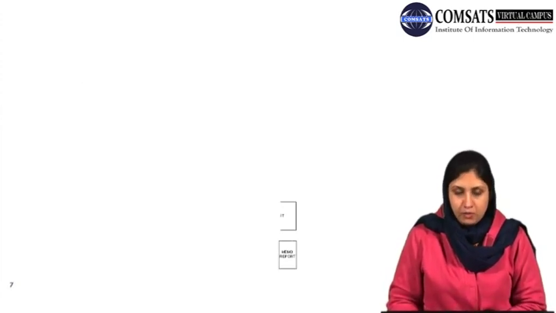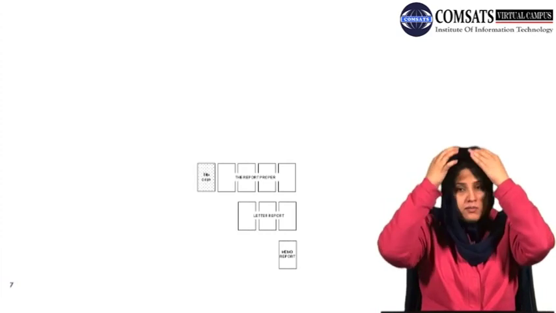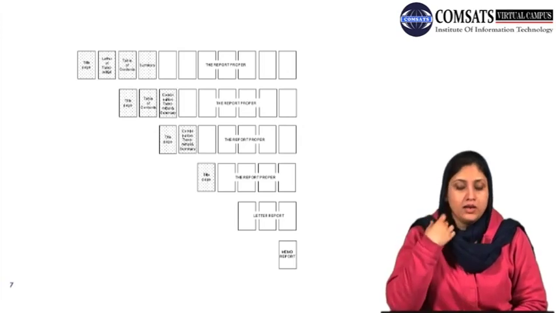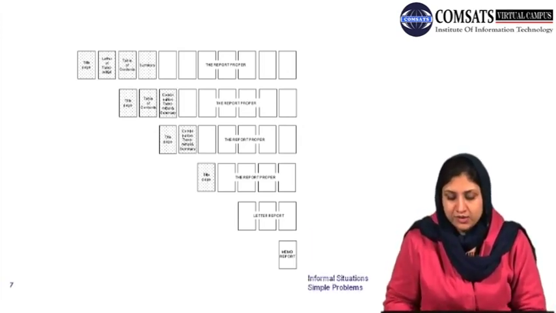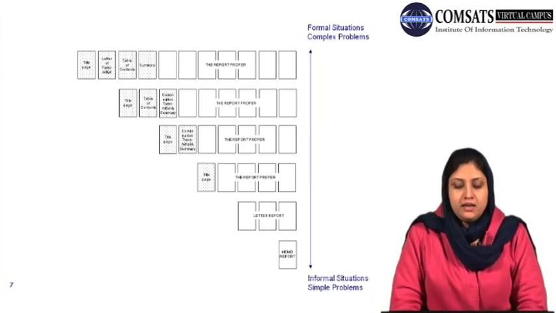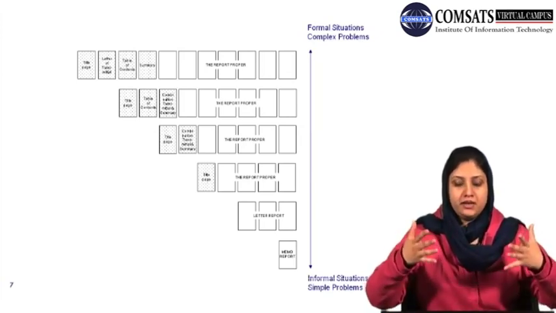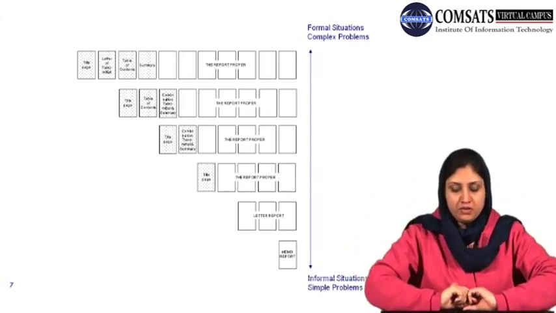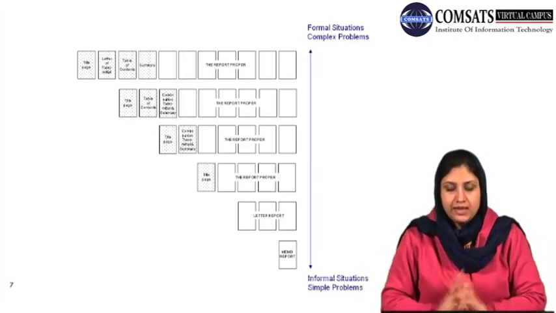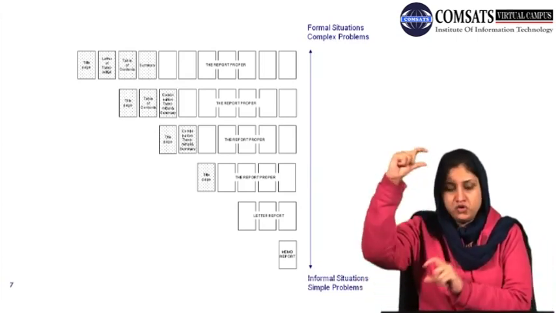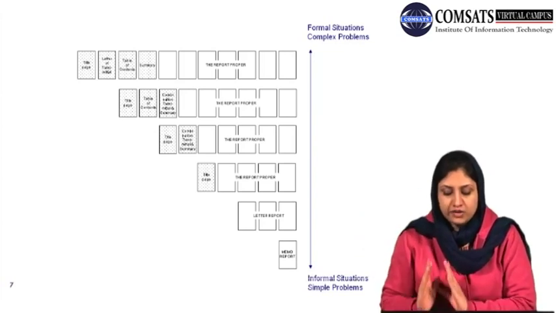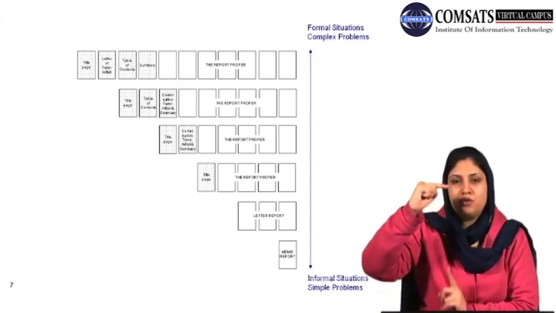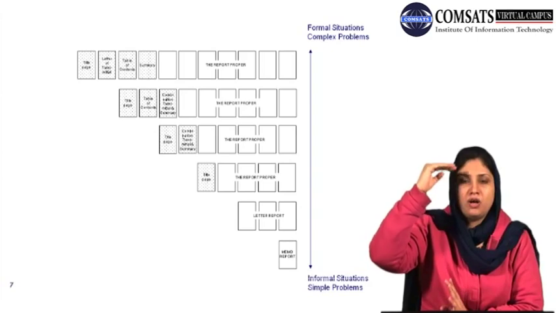Now, moving on, I want to show you how these reports differ in their layout, and why they differ in their layout. Well, look at this picture, this diagram, for the second time on the screen. Look at the expanding size of the picture. If you start right from the beginning down there in the bottom, look at the right hand side margin that provides you two clues. Informal situation, that is simple problem. Building up on that, slowly and gradually you are getting formal, and your situation gets complex.